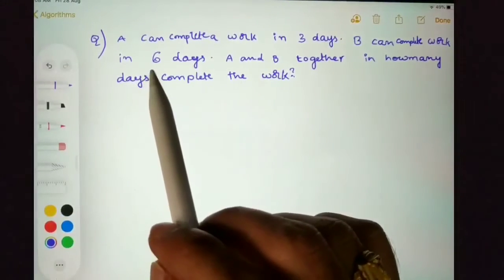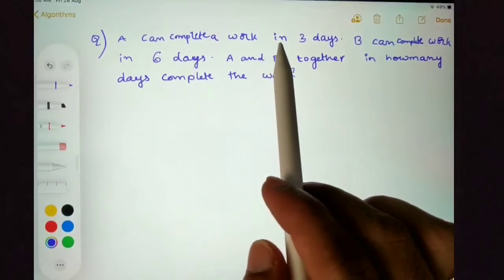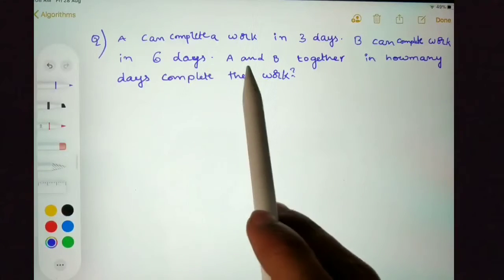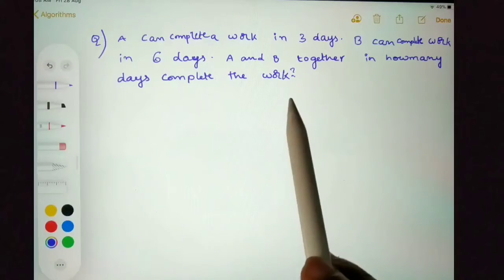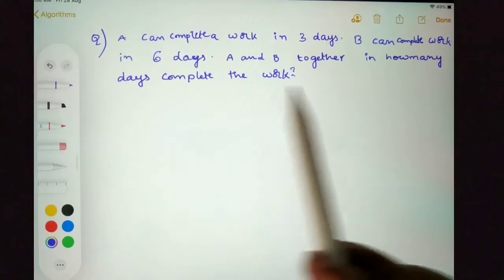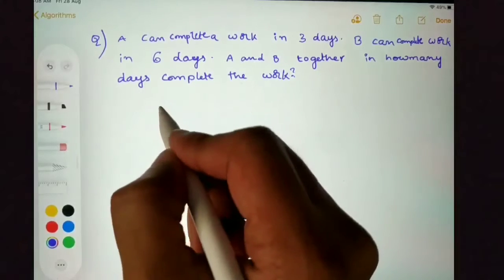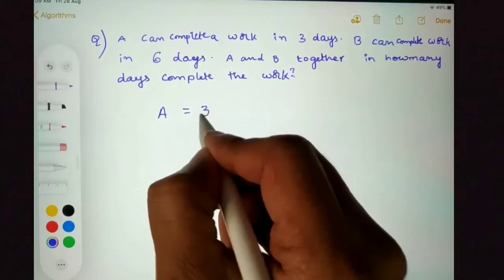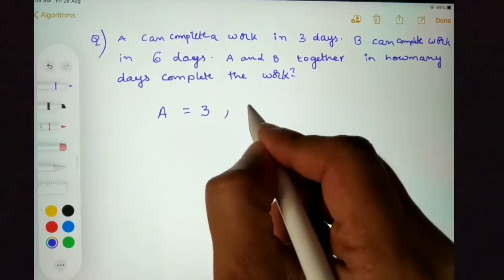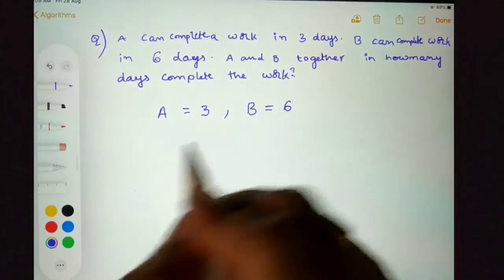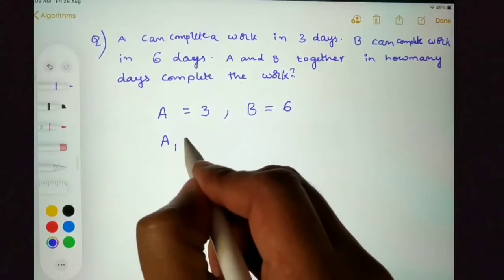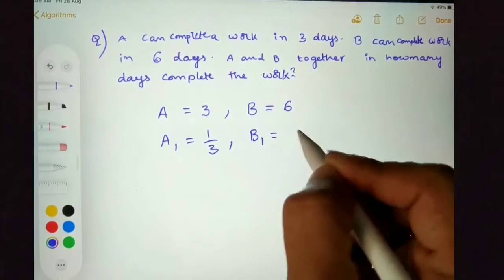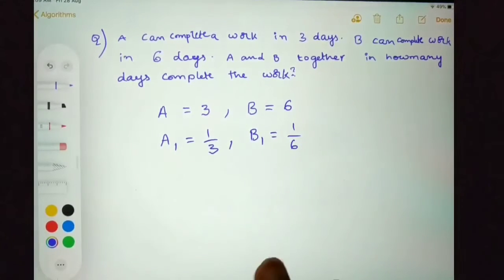This is the problem statement. A can complete a work in 3 days. B can complete the work in 6 days. A and B together, in how many days will they complete the work? This is a very simple problem. Let us start. A can complete work in 3 days and B can complete work in 6 days. So A's 1 day work will be 1 by 3 and B's 1 day work will be 1 by 6.